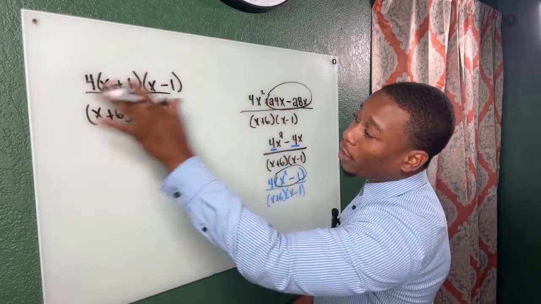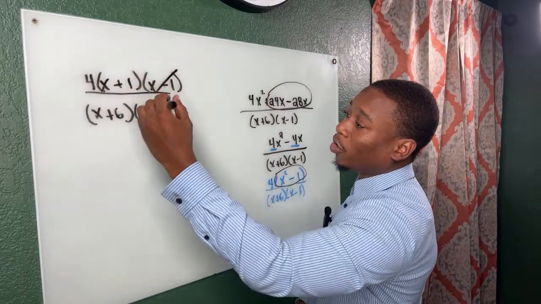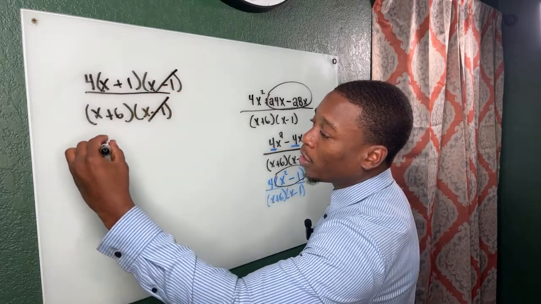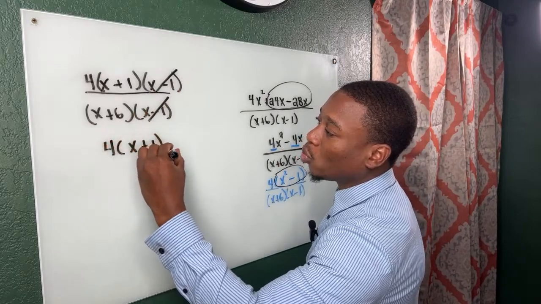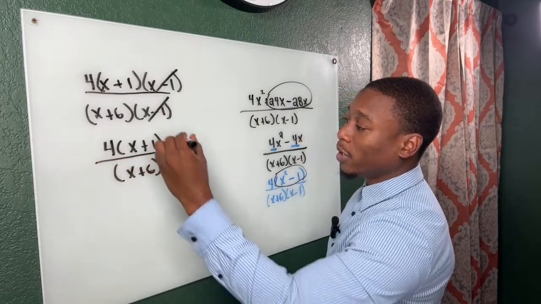So now everything is factored out. Now we're going to go back and we're going to simplify by crossing out x minus 1 in the top, x minus 1 in the bottom. So my final answer would be 4 times x plus 1 all over x plus 6.